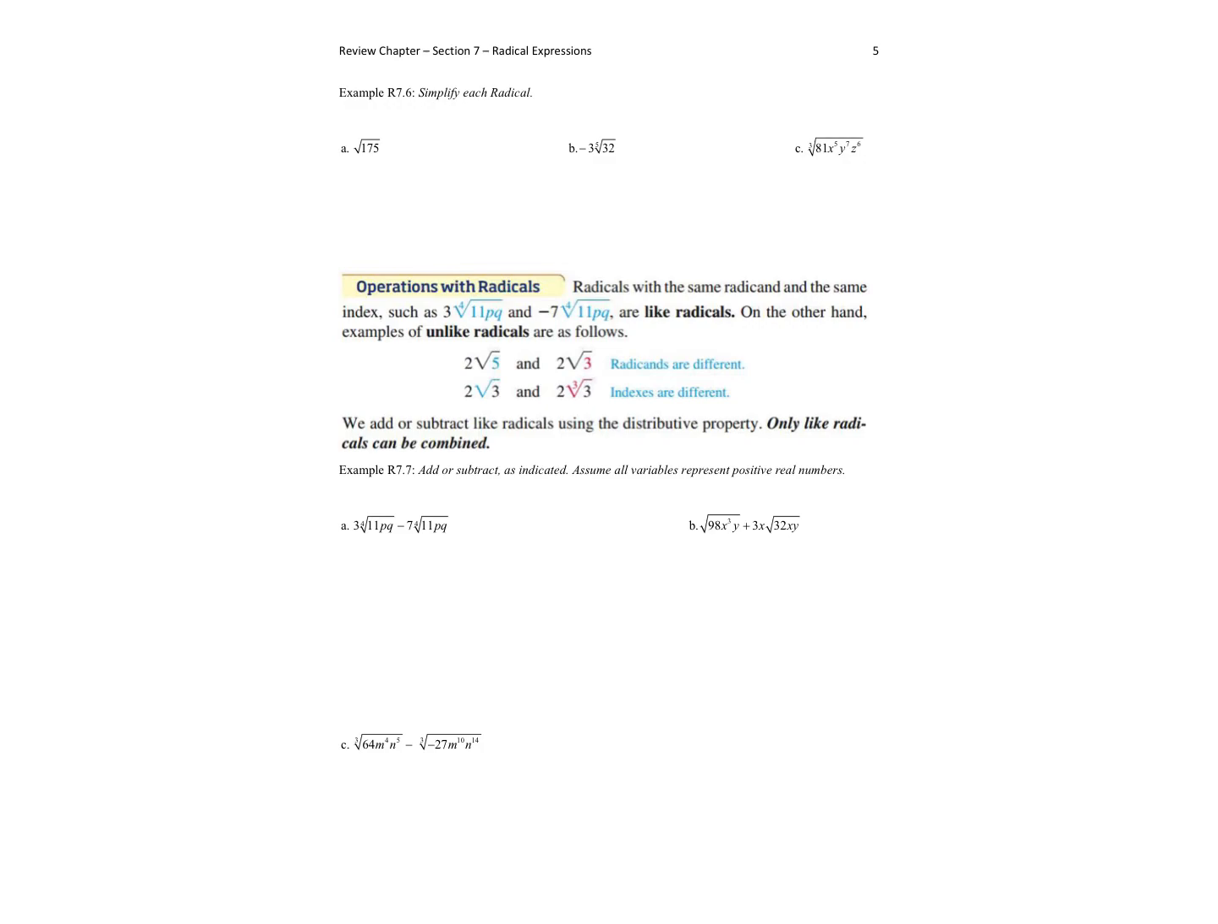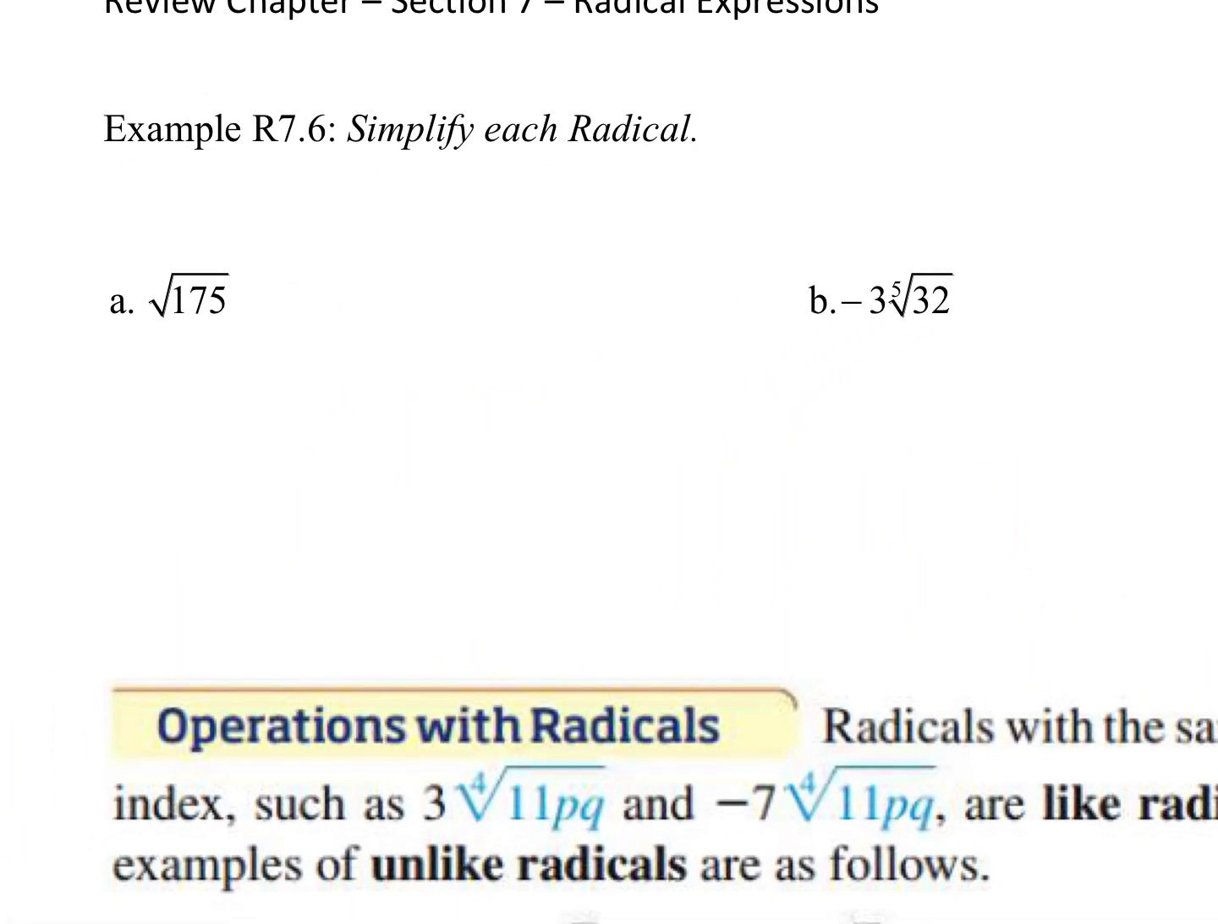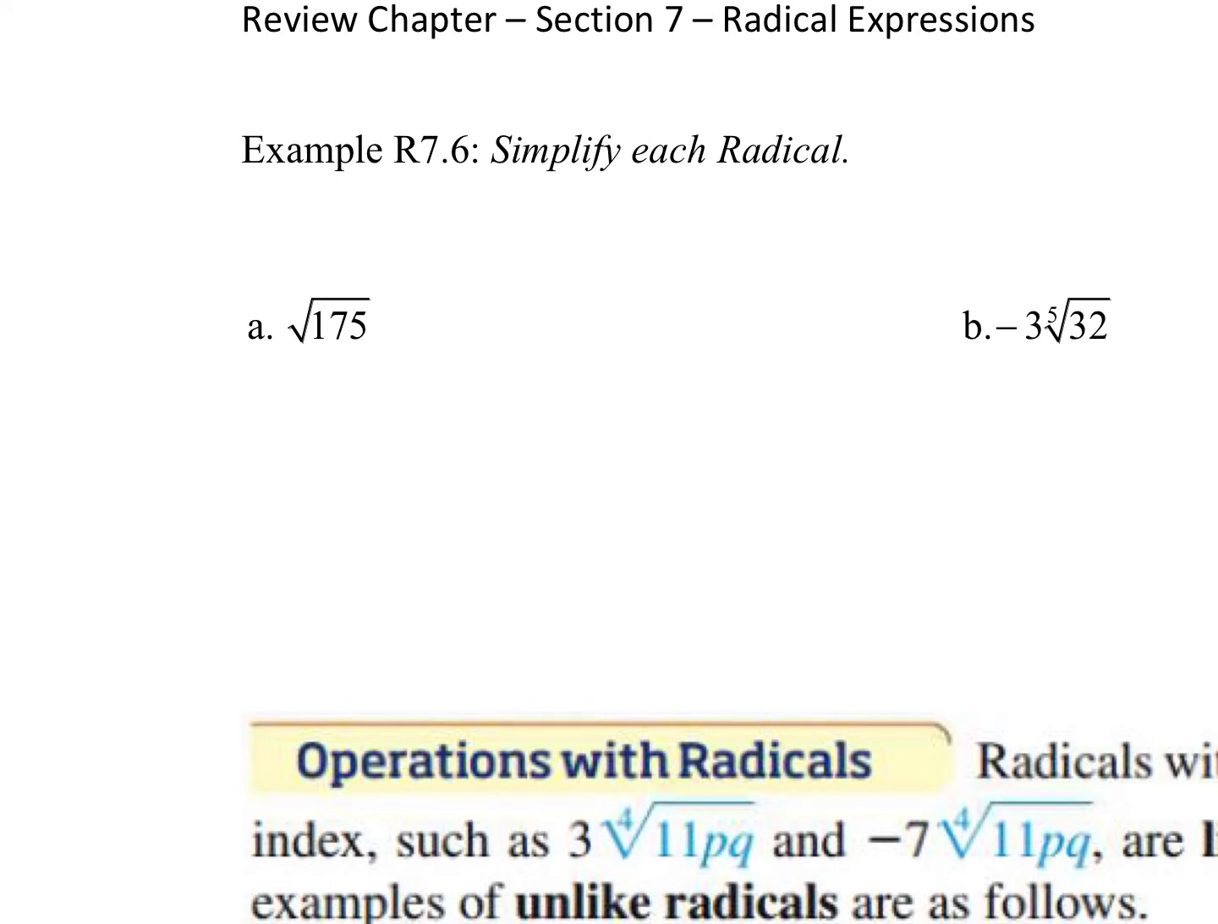Okay, so hopefully you read that green box, and now we can do this. Let's simplify the square root of 175. The easiest way to break this apart is 25 times 7. I can square root them both separately. The square root of 25 is 5, so this is 5 root 7.